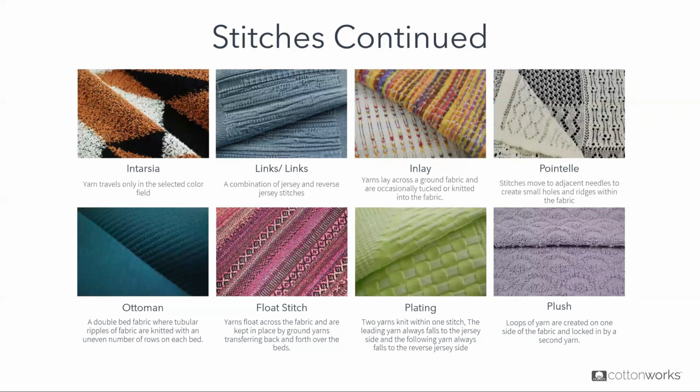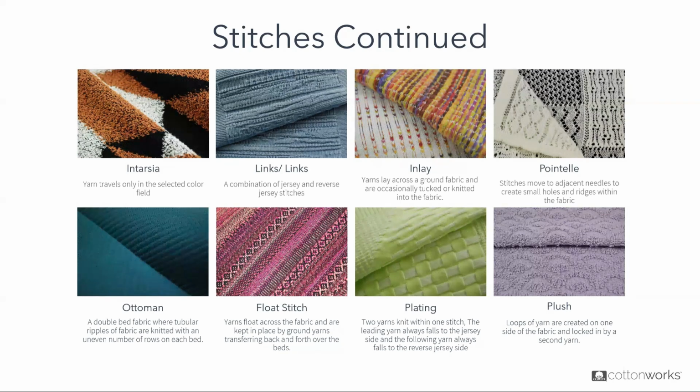The next stitch on this page is a linked links, which is a combination of jersey, reverse jersey stitches laid out in whatever pattern that you're trying to create. Next we have an inlay stitch, which is very good at mimicking a woven, and we can often use thicker yarns on these as we are not knitting that inlay yarn, we're just tucking it into the back fabric.